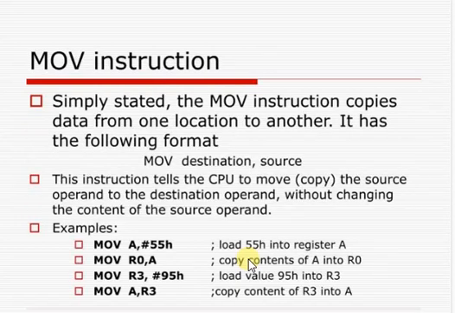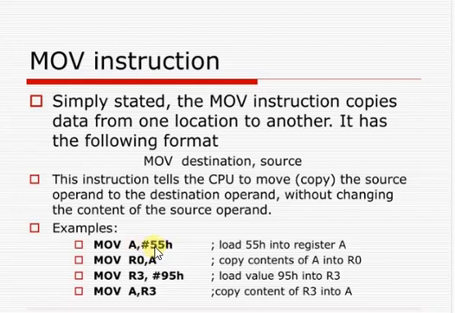Coming to the MOV instruction here. It is simply stated that the move instruction copies data from one location to another. It has the following format: MOV destination comma source. This instruction tells the CPU to move or copy the source operand to the destination operand without changing the content of the source operand. If you see some examples here, MOV A, #55.